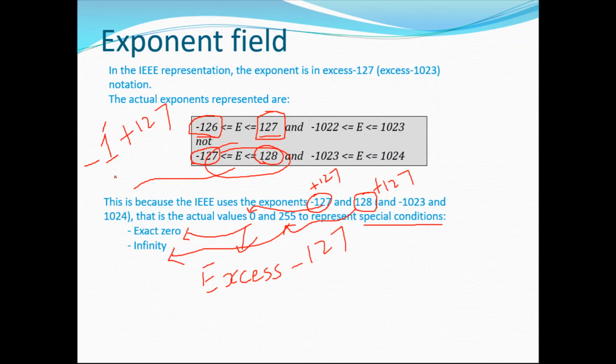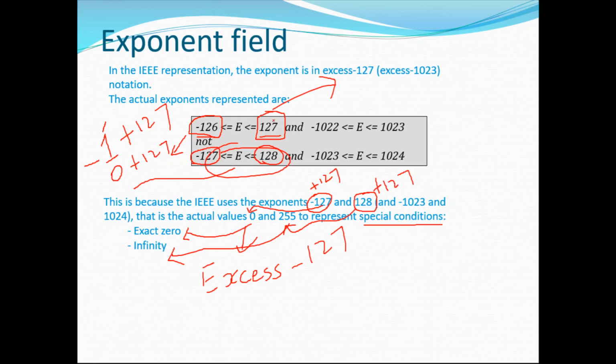So if it is 0, then it will be 127. Okay, right? So the minimum value that can be represented is minus 126, and the maximum value that can be represented is 127. Anything less than this will be underflow, and anything more than this will be overflow.